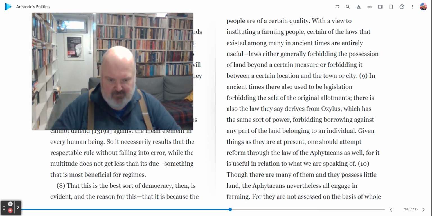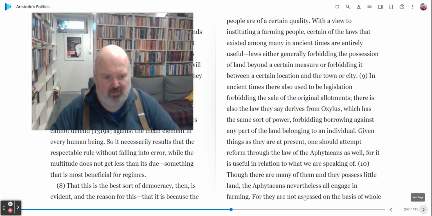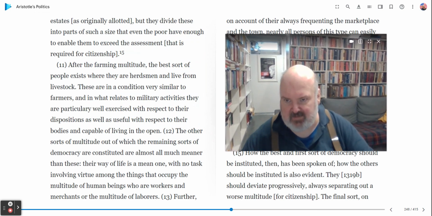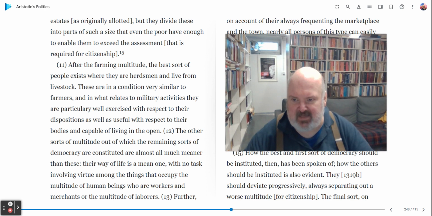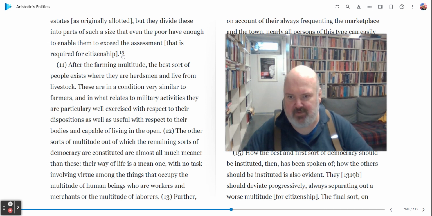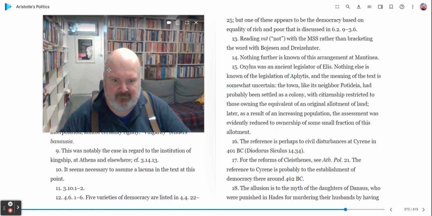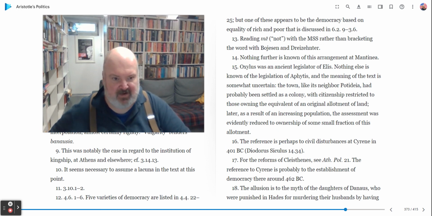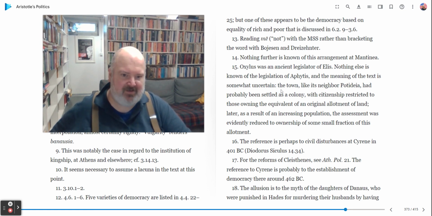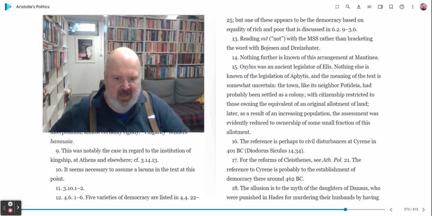And all engage in farming, for they are not assessed on the basis of the whole estates as originally allotted, but they divide these into parts of such a size that even the poor have enough to exceed the assessment that is required for citizenship. Oxylus is the ancient legislator of Elis, and nothing else is known of the legislation of Aphytis, and the meaning of the text is somewhat uncertain. The town, like its neighbor Pallene, had probably been settled as a colony, with citizenship restricted to those owning the equivalent of the original allotment of land. The latter, as a result of increasing population, the assessment was eventually reduced to ownership of a small fraction of the allotment.